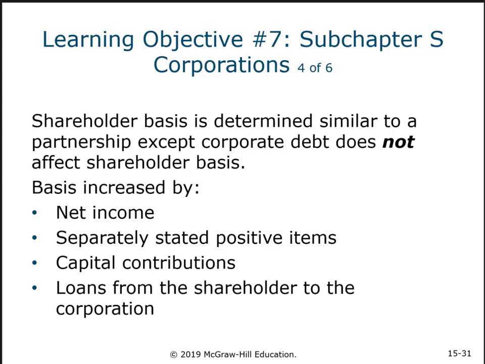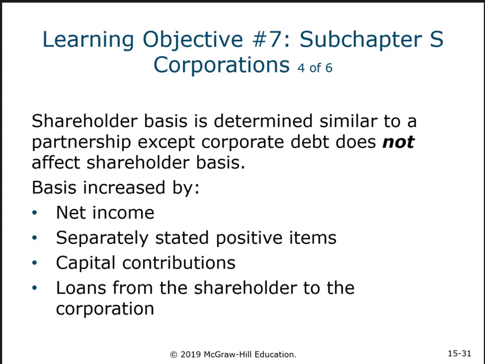The big difference between an S corporation and a partnership is that in an S corporation, the stockholder does not increase their basis by the corporation borrowing money, unless it's from the stockholder themselves. So in a partnership, if the partnership borrows money from anyone, a partner or anybody else, the partners all have an increase in basis with that loan because the partners are liable for that loan. So they could lose. They have an amount at risk.